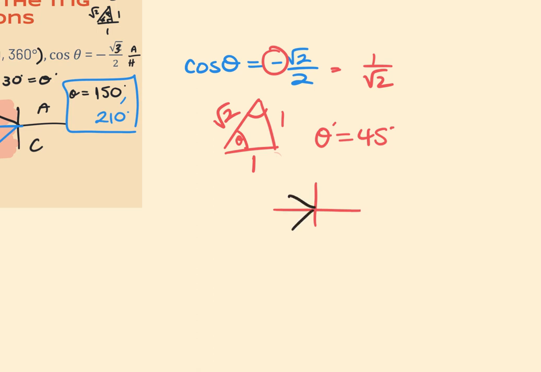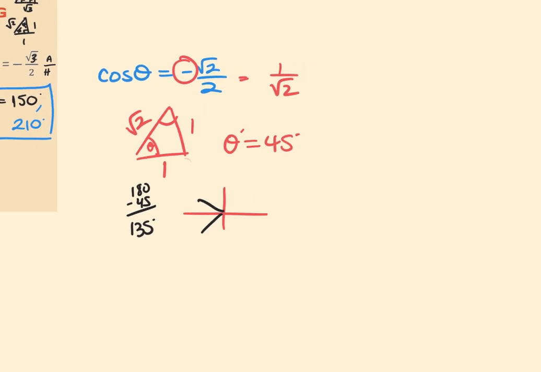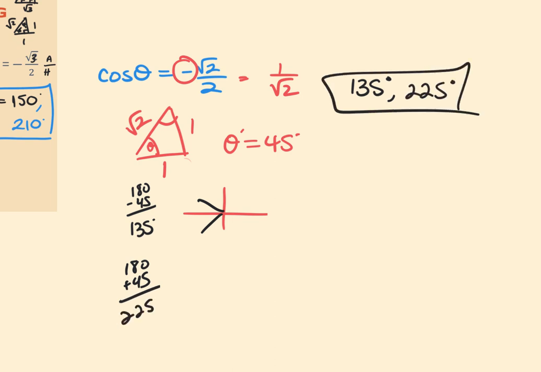Second and third. So I take the 180, I subtract the 45 from it. I get 135. That's one of my answers. And then I take the 180, I add the 45 to it. I get 225. And that's the other angle.